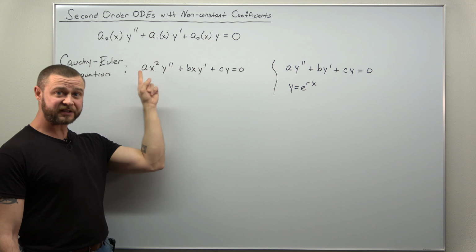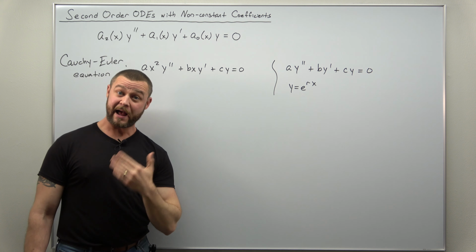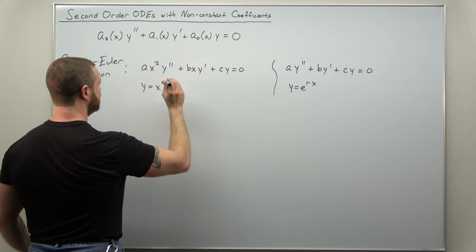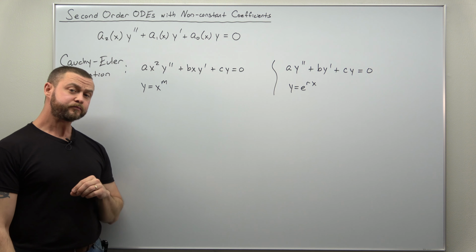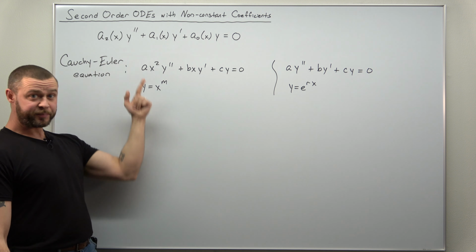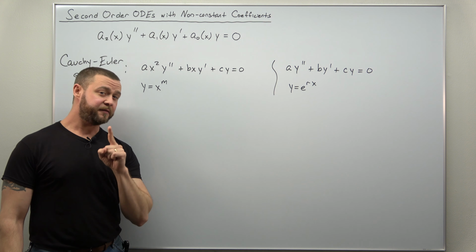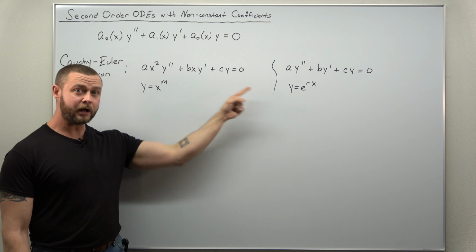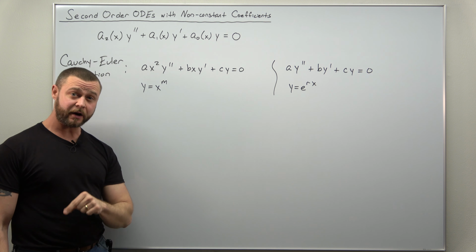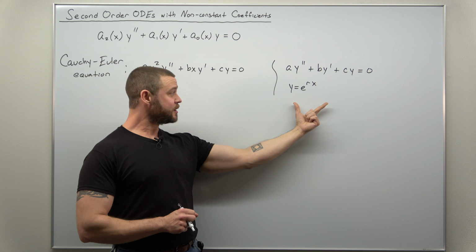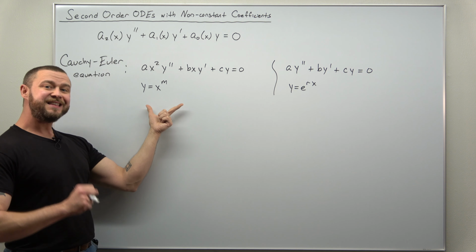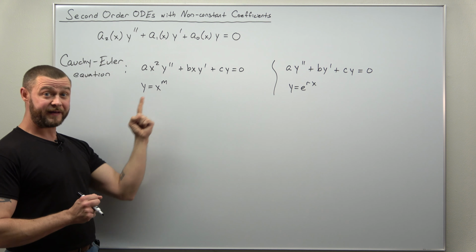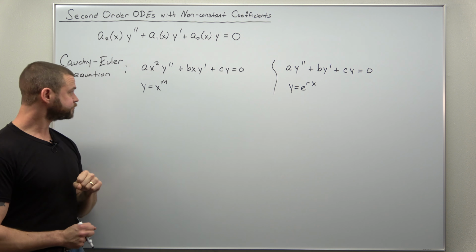Well, if we have powers of x in there, we might try y as a power of x. So we're going to try y equals x to the m, where m is the power. And we're going to determine, basically by plugging this back in, what the values of m are that make this a solution. Now, we're going to parallel the work here, just so you can see the similarities. If you can get the characteristic equation over here, you can get the similar equation over here, but not for r, but rather for m, the power of x.